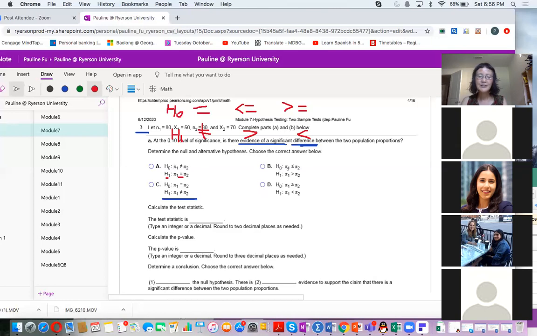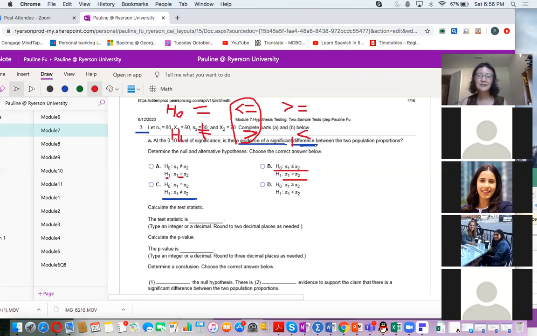B said H0 smaller or equal, that's correct. See this, H0 smaller or equal, and then H1 greater, looks great. They are paired together, looks great. But answer B does not apply to our situation. What is our situation? Our situation said difference.